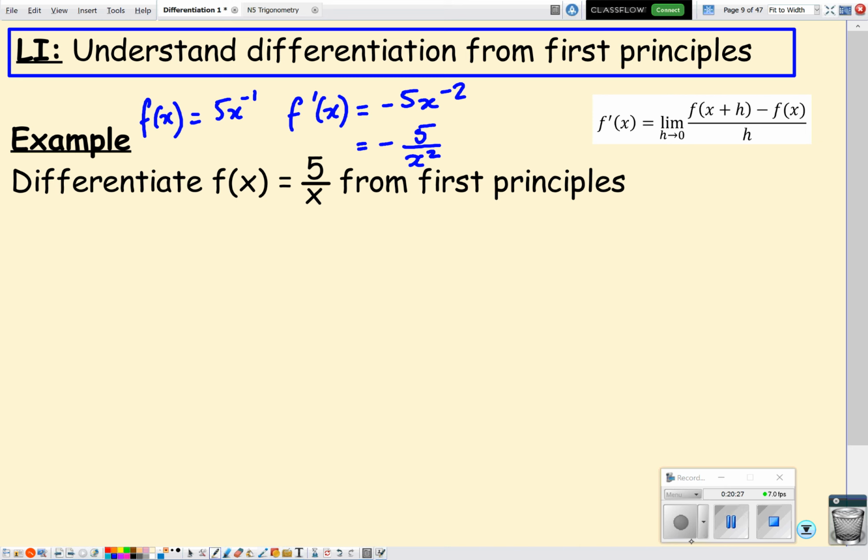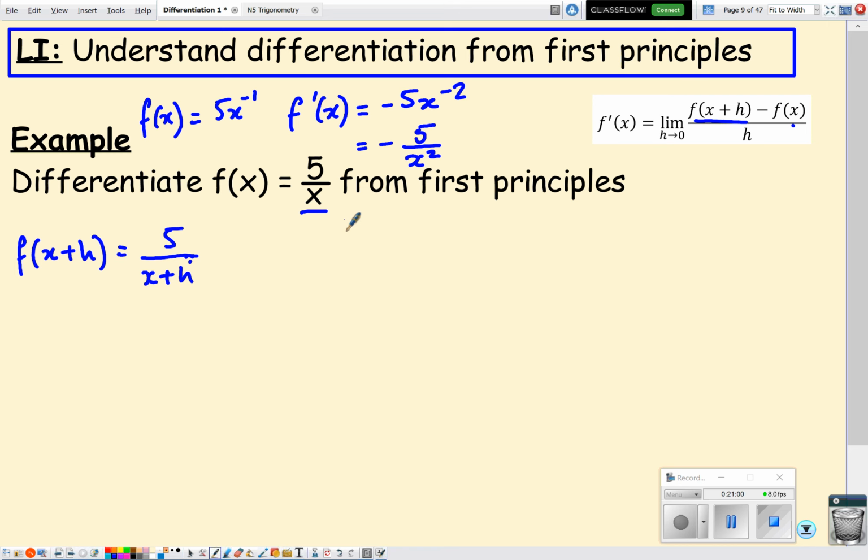So, differentiate, so we need f of x plus h. f of x plus h. Okay, easy enough. 5 over x plus h. So, what does this look like? Well, if you give it some thought before we get there, you've got f of x plus h, which is an algebraic fraction, take away f of x, which is another fraction. So we're going to have algebraic fractions to combine on that numerator there.